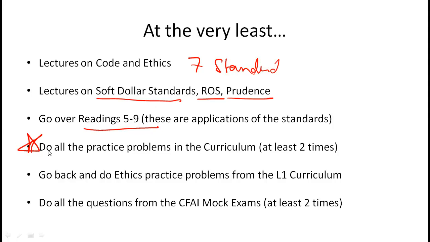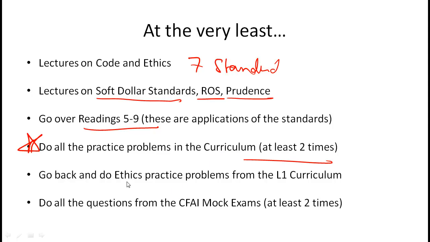What you absolutely must do is all the practice problems in the curriculum. So there are regular questions, there are case study questions. So do these 2 times. Do these once now, and then in the last week before the exam, see these again, because these are the best example of what will show up on the exam.